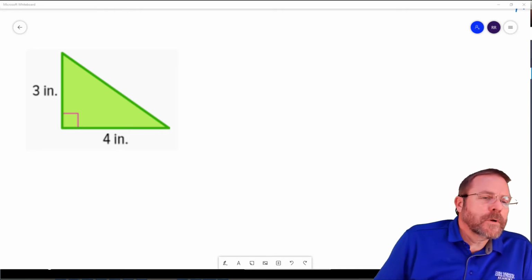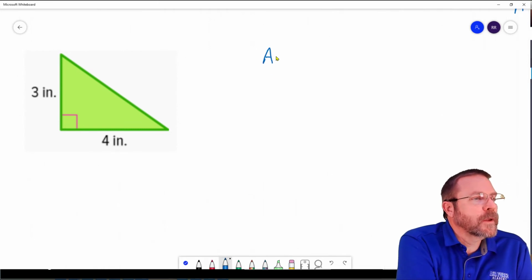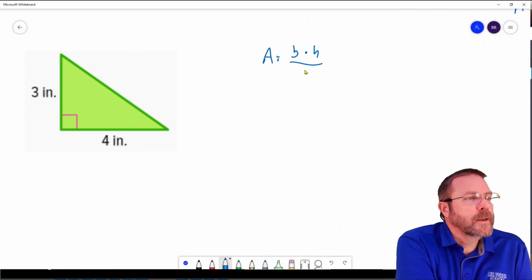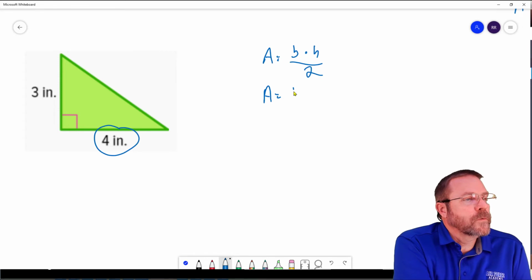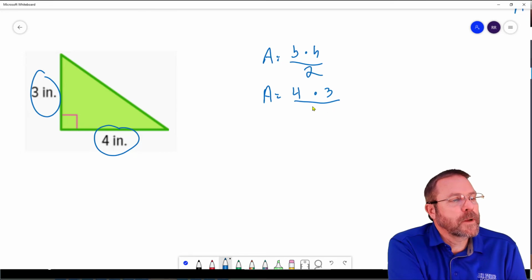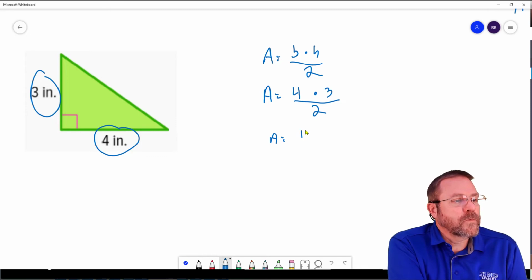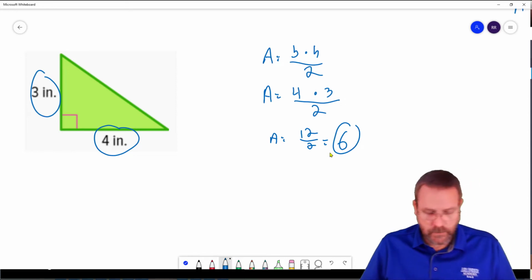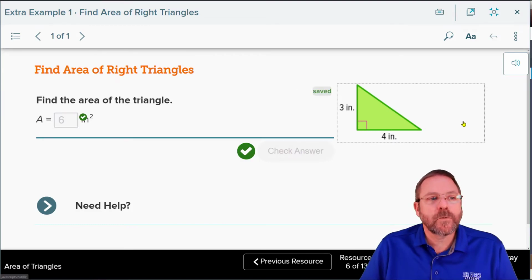The first thing I do when I work a problem like this is write down my formula. The formula I'm going to choose to use is area is equal to base times height divided by 2. In this one my base is going to be the 4, so that's going to be 4 times the height, which is going to be 3. Remember, your base and height meet at right angles. All divided by 2. Therefore, area is going to equal 4 times 3. That's going to give me 12 divided by 2, which means the area is going to equal 6, which in this case is going to be 6 inches squared. Jump back over here, type in my 6 inches squared, hit check, and we're good.